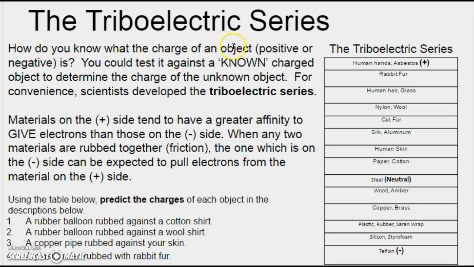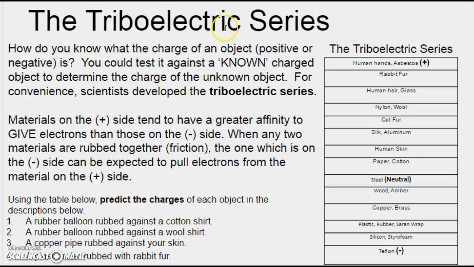So how do you know what charge of an object is, if it's positive or negative? You could test it against a known charged object to determine what the charge of the unknown object was. For convenience, scientists developed the Triboelectric Series, and that's what we're going to be using. Materials on the positive side, up here, have a greater affinity or tendency to give electrons than those on the negative side. When any two materials are rubbed together through friction, the one which is on the negative side can be expected to pull electrons from the material on the positive side.